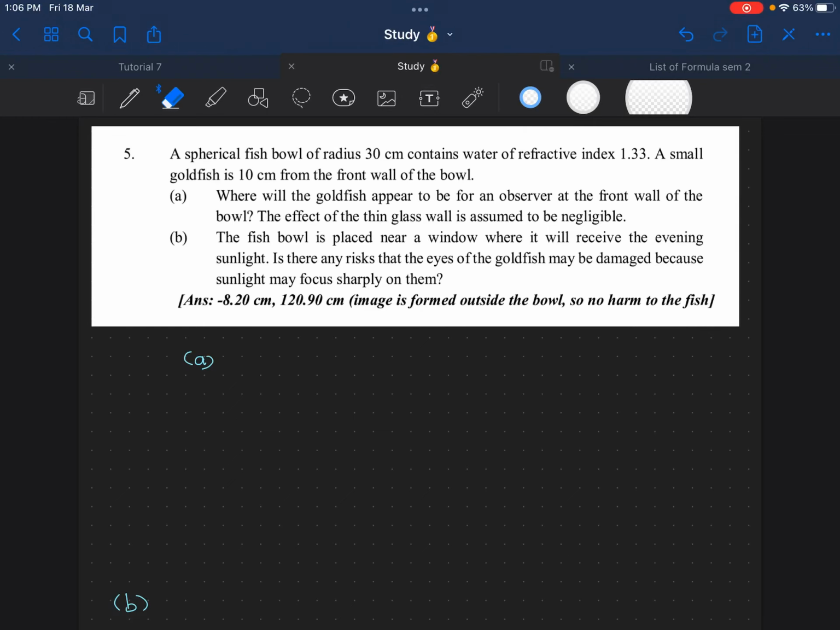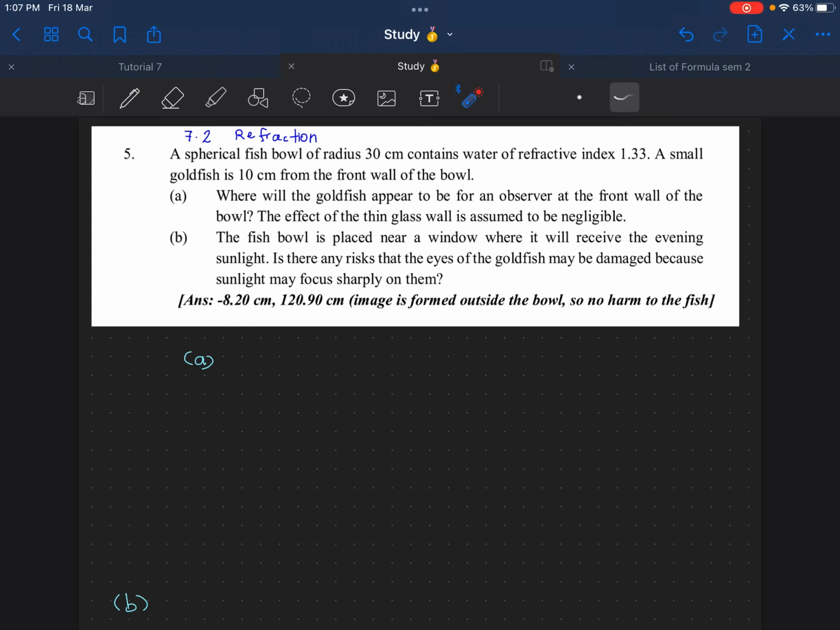Okay, let's try to do tutorial question number 5. So let's see the question. Okay, so ini adalah subtopic 7.2, refraction. Okay, so how do we know that it's refraction? Ni pembiasan cahaya. Yang 7.1 adalah pantulan cahaya. Okay. Macam mana Miss tahu?